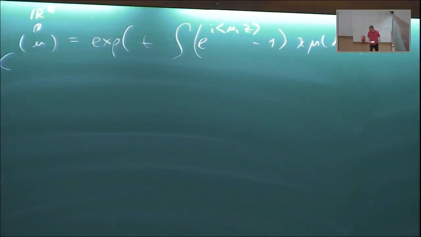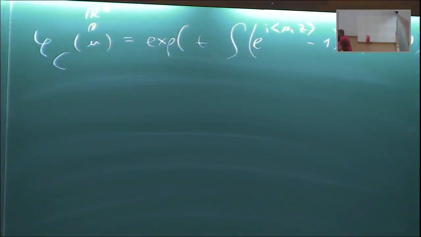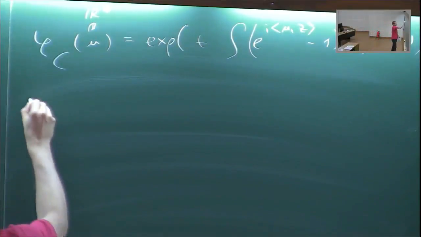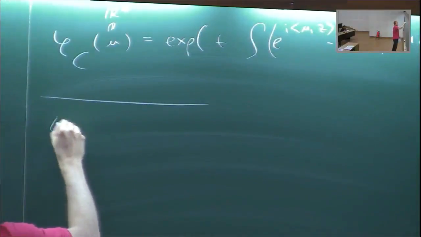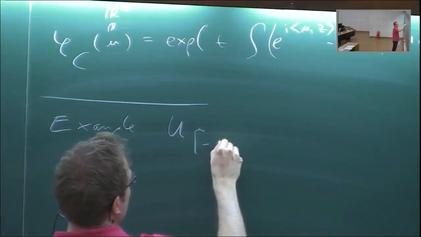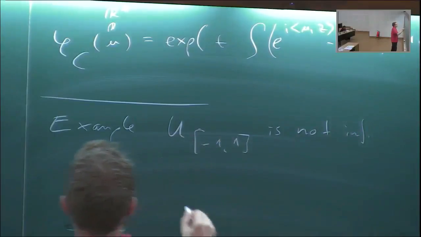So what have we achieved with these examples? First of all, Amit asked last time for an example of a non-infinitely divisible distribution. I mentioned it, but actually I didn't prove it. So I now can give a little proof, a small interception. Example: the uniform distribution on minus 1 to 1 is not infinitely divisible.